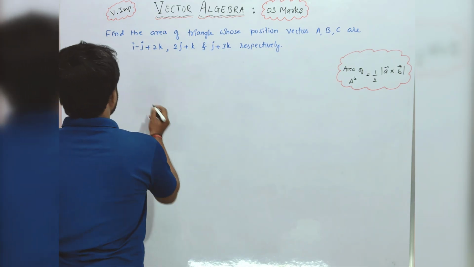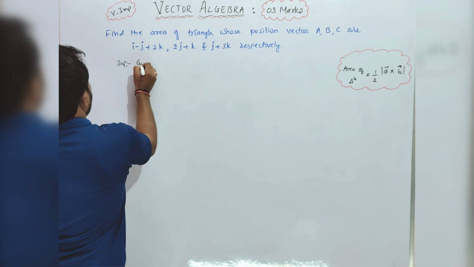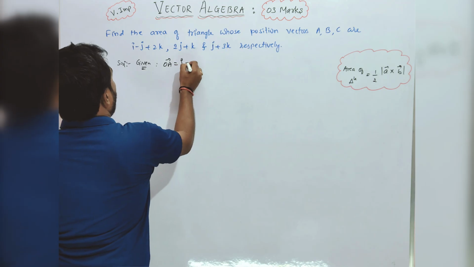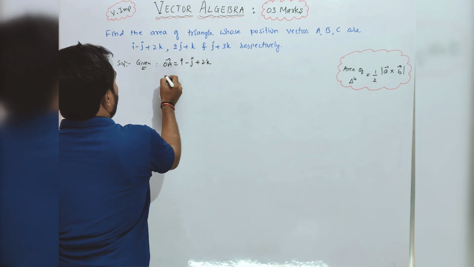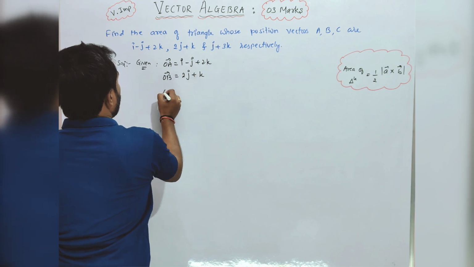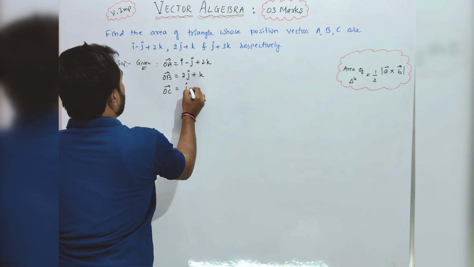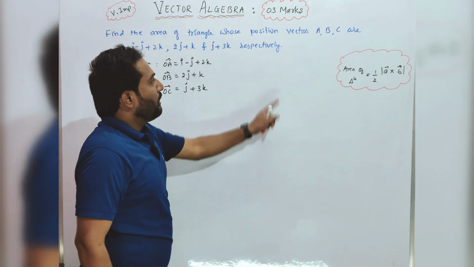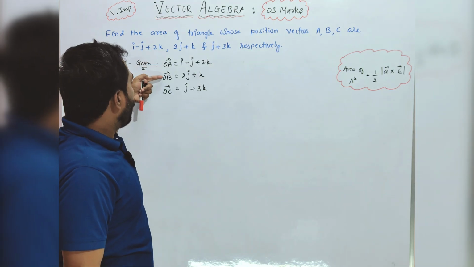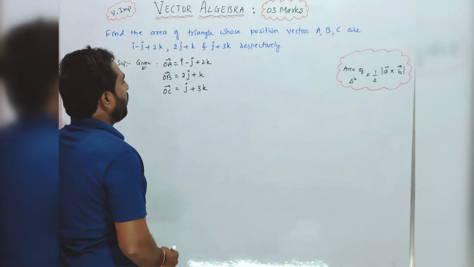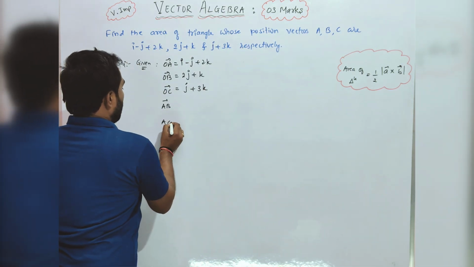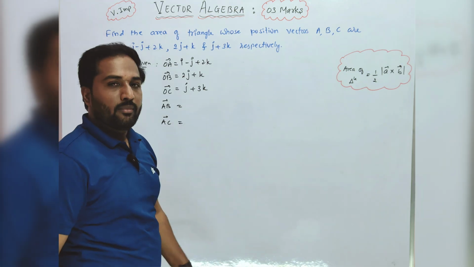Let us say, given OA is the first one, i minus j plus 2k, OB the second vector, 2j plus k, OC the third vector, that is j plus 3k. Position vectors are given, that is why we are naming them OA, OB, OC, okay? Okay, now we need to find two vectors, that is AB and AC.